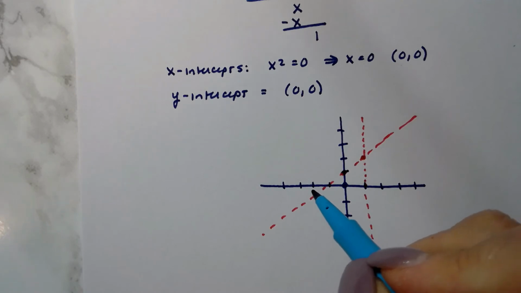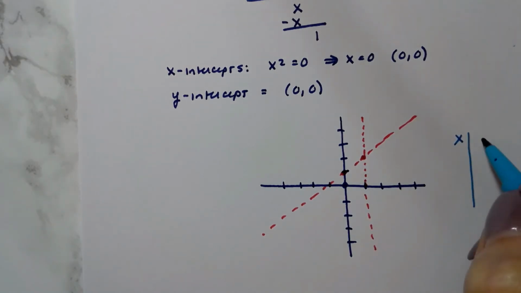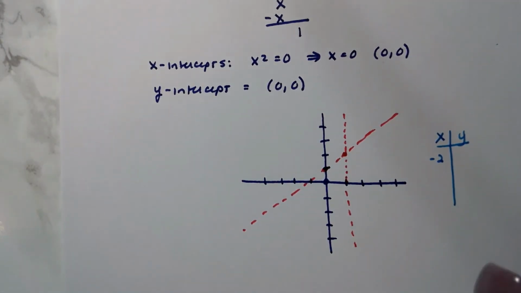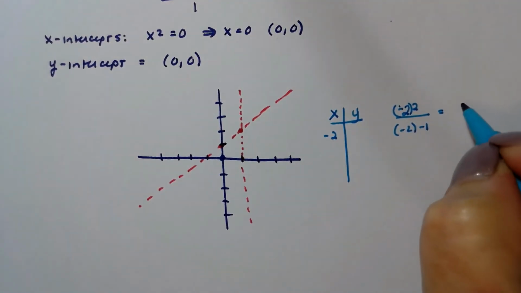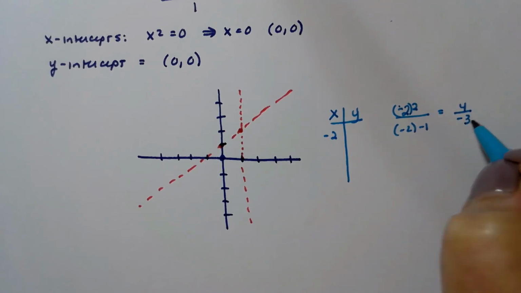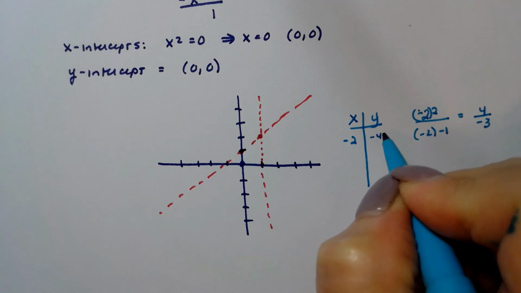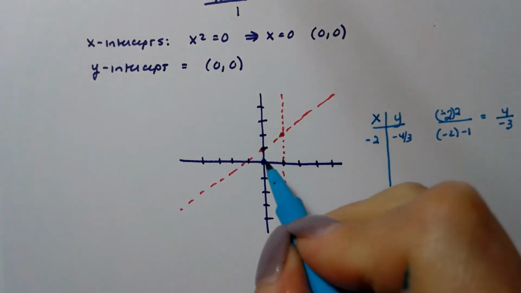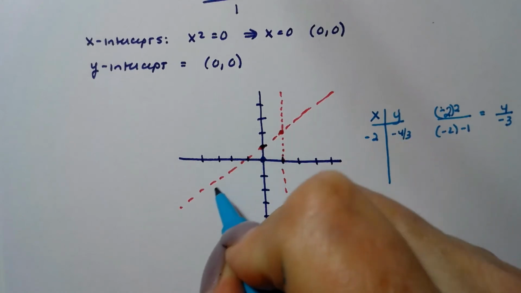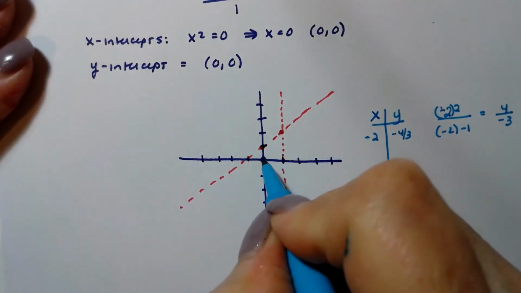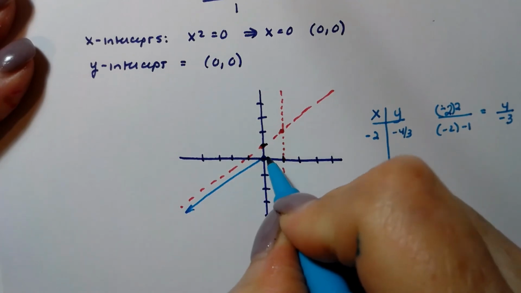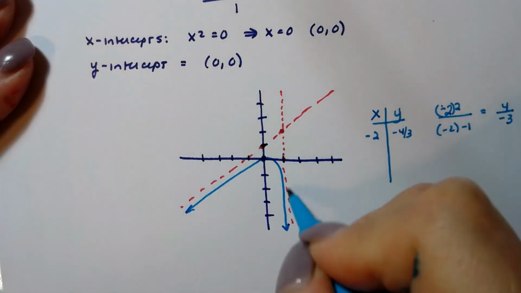So beyond this asymptote on this side, I'm going to make a little table. I'll let x equal -2. Well, if x is -2, my function was x squared over x minus 1, so -2 squared over -2 minus 1, which becomes 4 over -3, so -1 1/3 or -4/3. Okay. I have a point in here, so guess what? I already know part of my graph's going to be in here. I'm going to use this intercept and just sort of follow the graph like that along the asymptotes.